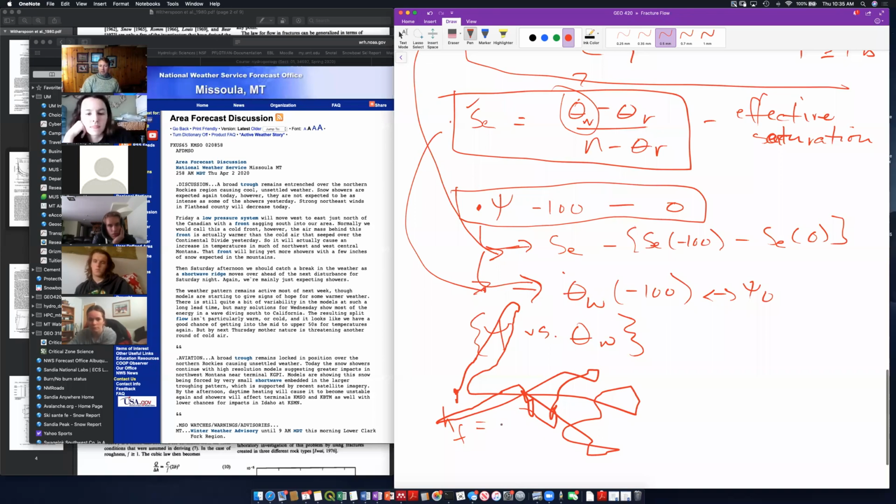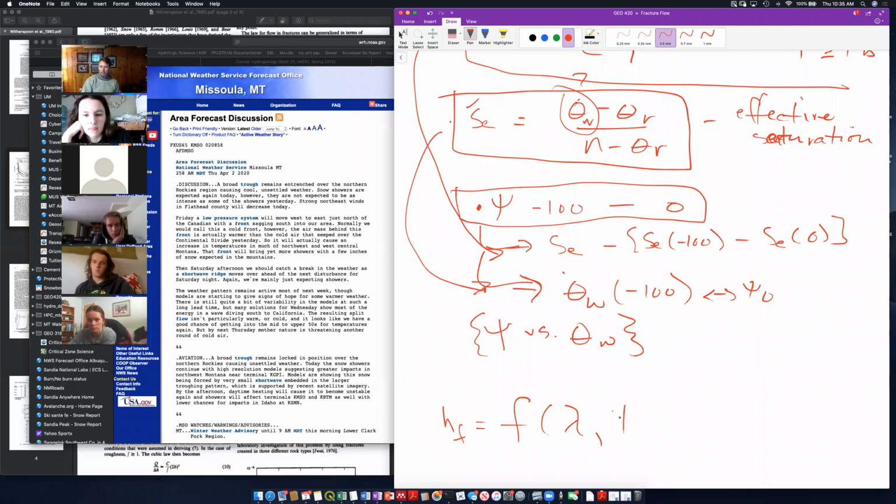H sub F is a function of lambda and psi sub B. So you can figure this out, it's in the book. But basically for each water type, you're going to have this, and you can calculate H sub F. Once you know H sub F, you can figure everything else out for the Green-Ampt function.